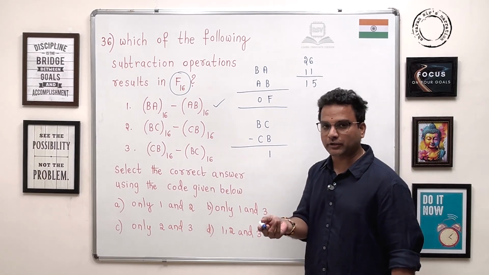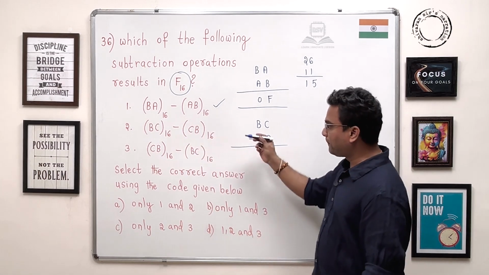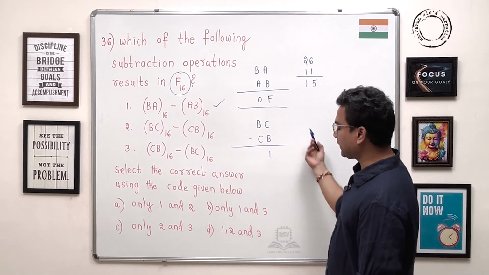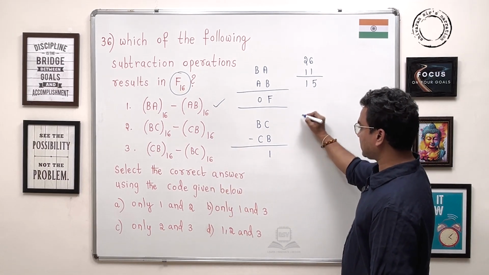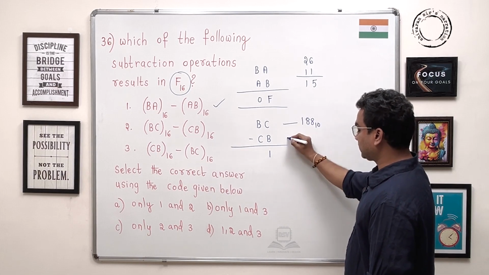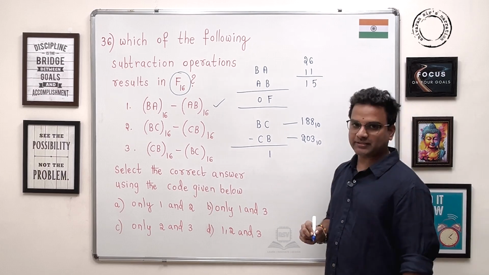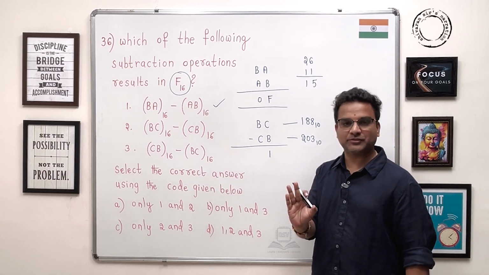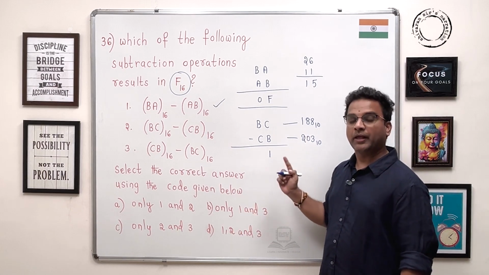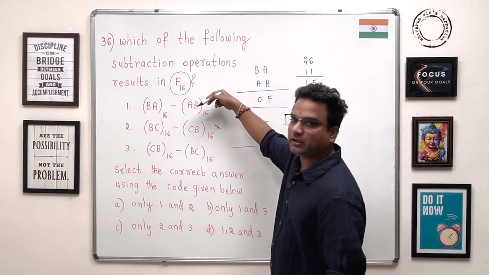For that, what you can do is, instead you can go to decimal. BC in decimal, CB in decimal. Therefore, it is this one 188 base 10 and this one 203 base 10. Then guys, definitely you will not get F base 16. You will get some negative value. Hence guys, this will not give you the F base 16.